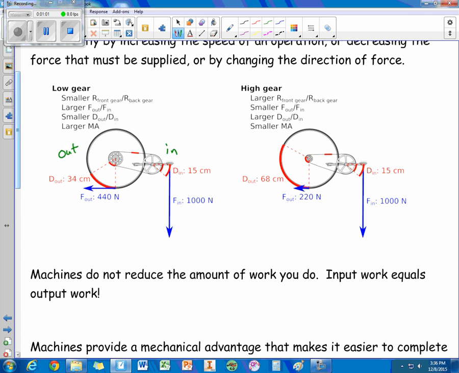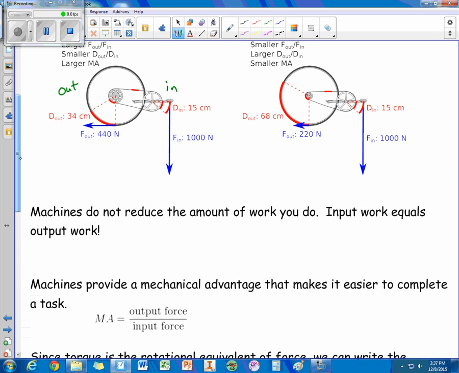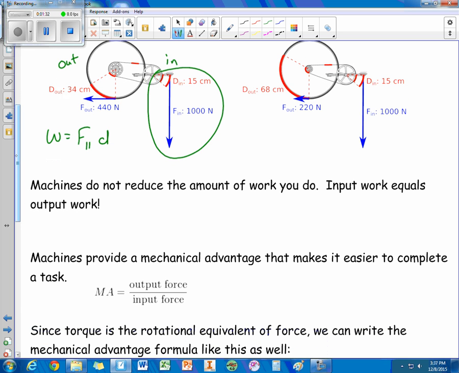Now, something else that's very, very important to notice: machines do not reduce the amount of work you do. The input work will always equal the output work. So let's figure this out here. Let's figure out the input work we're doing. So remember, work is a force that's parallel to a distance. So here, the work that I'm putting into the machine.